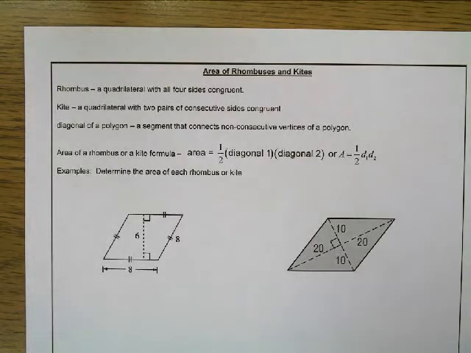A diagonal in a polygon, since these formulas use a diagonal, is a segment that goes from one vertex to a non-consecutive vertex, which means it doesn't go to one that's right next to it, it goes to one that is not next to it. So the diagonals go across the middle of the polygon for rhombuses and kites.